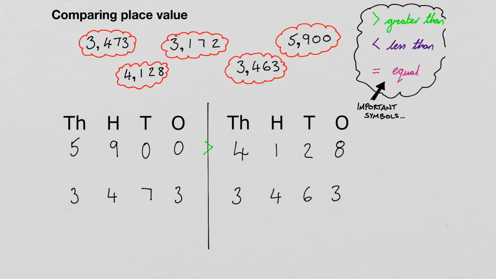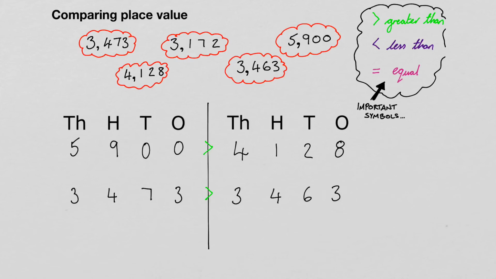So again, these numbers are comparing like they're equal. So we move down again to the tens column. This number has 7 in the tens. This number has 6 in the tens. I don't need to look any further down because I already know now that this number is greater than this number. 3,473 is greater than 3,463.